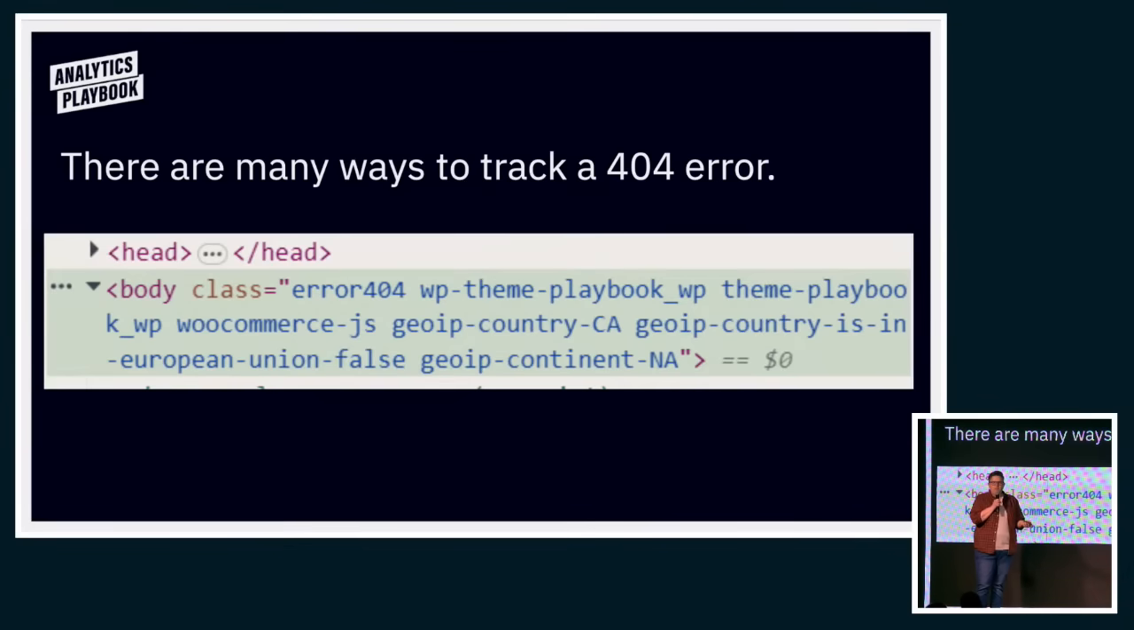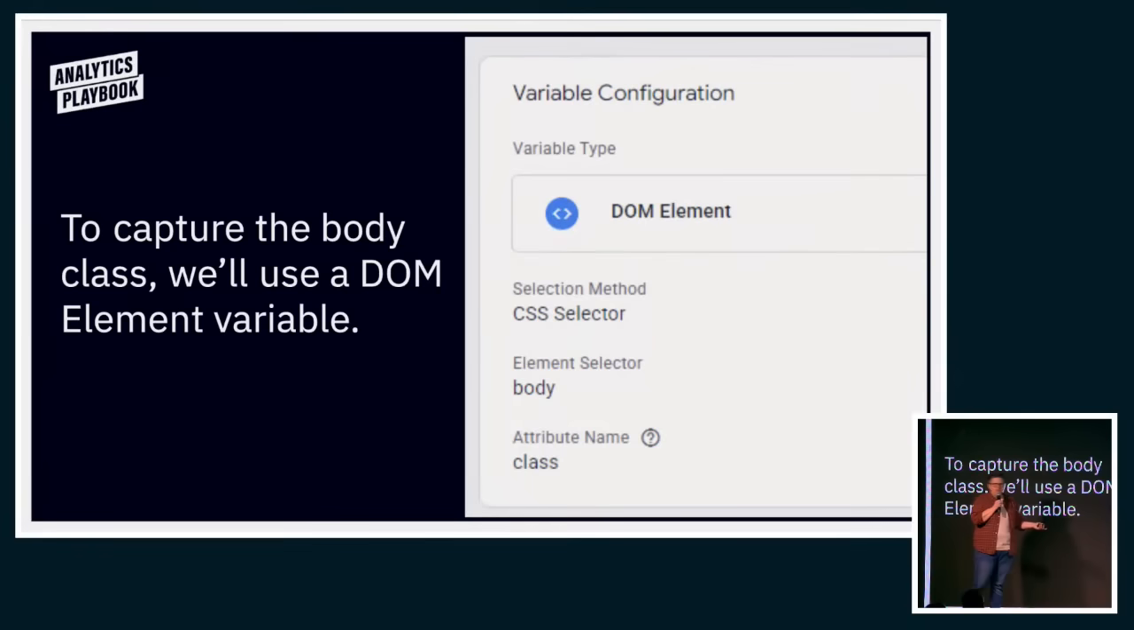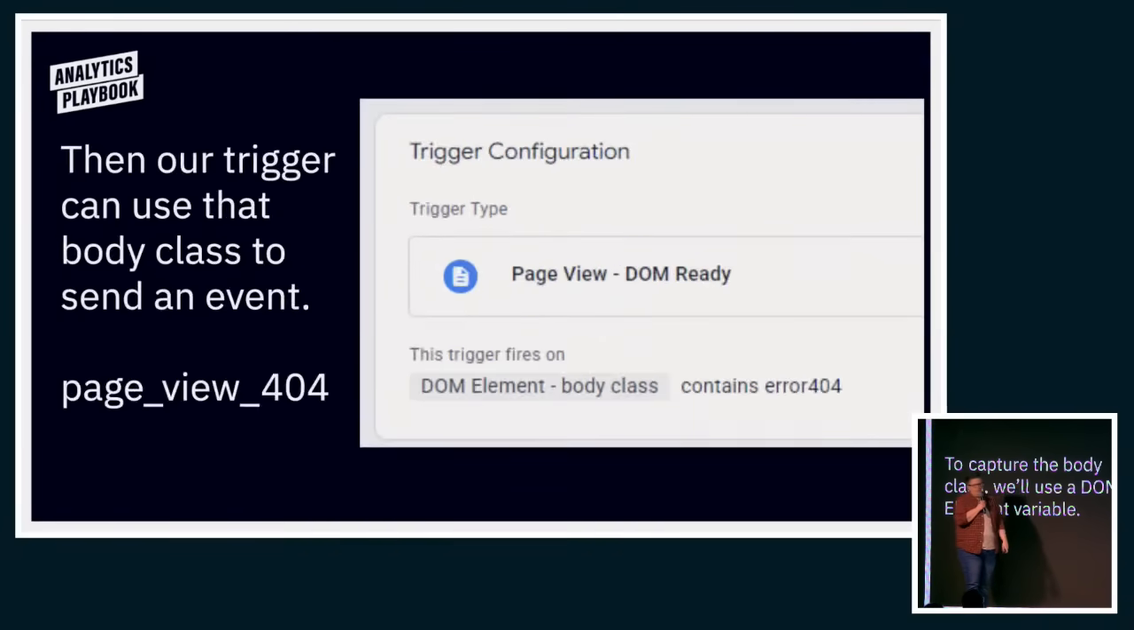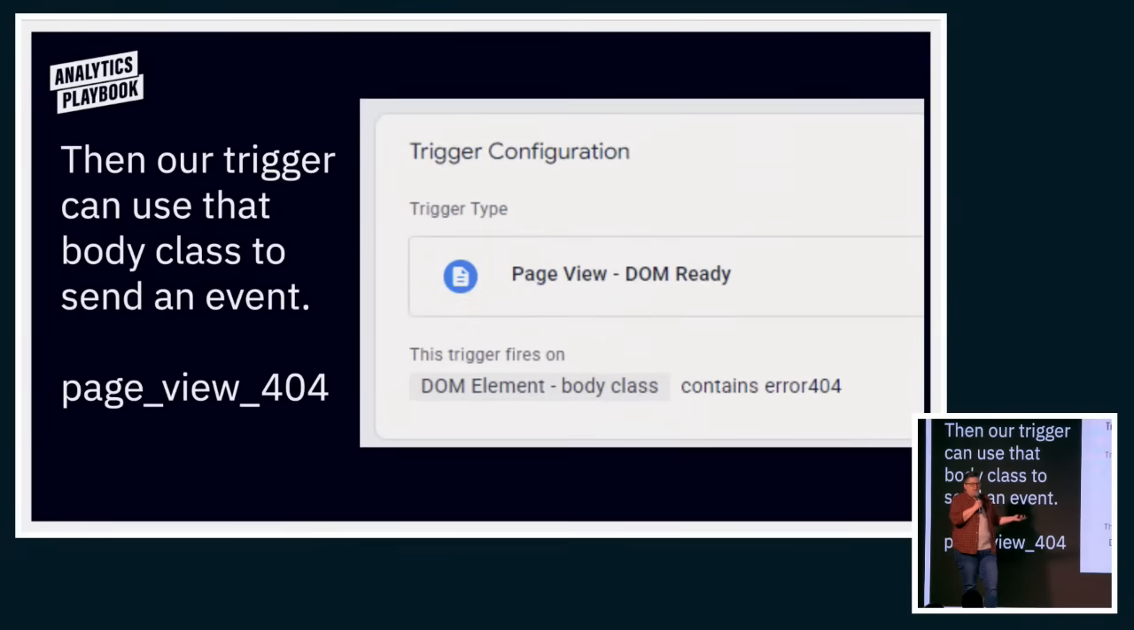In this case, we're just going to say record an event every time a body class has error 404. And in this case, we'll use a DOM element variable in Google Tag Manager. The DOM element is the document object model, if you're not familiar with it, and it reads the class of the body. So body class, this is exactly how you set that up. And then your trigger is also very simple. It's just page view DOM ready. The trigger fires on DOM element body class contains error 404.